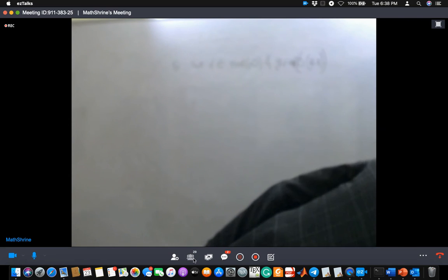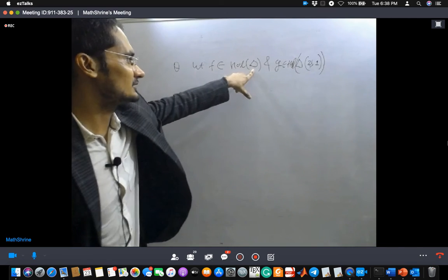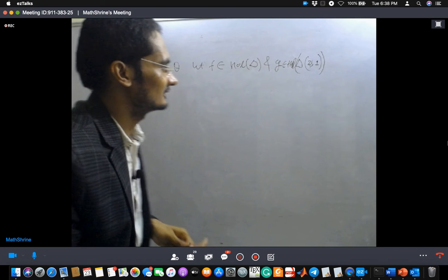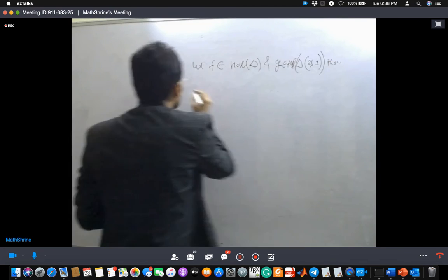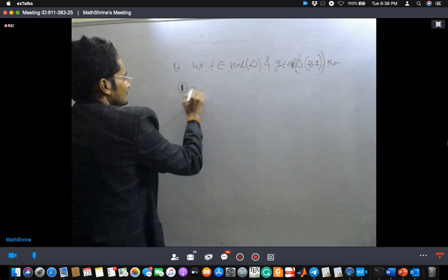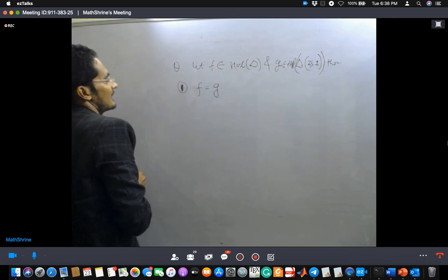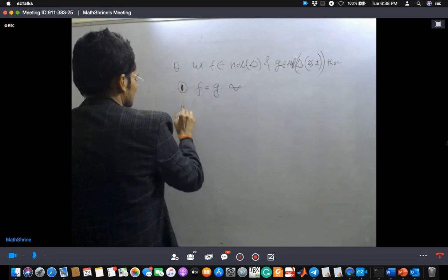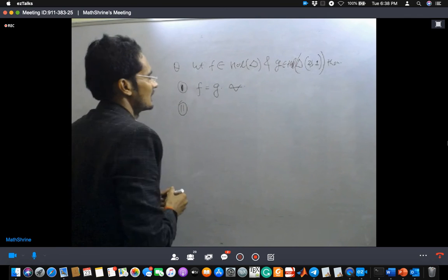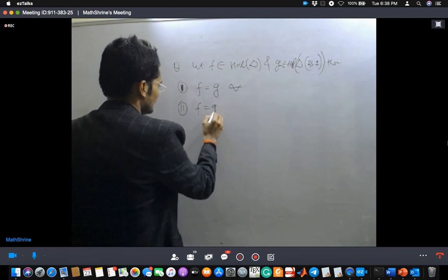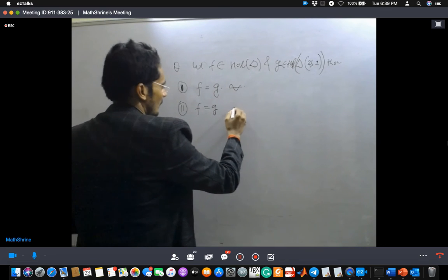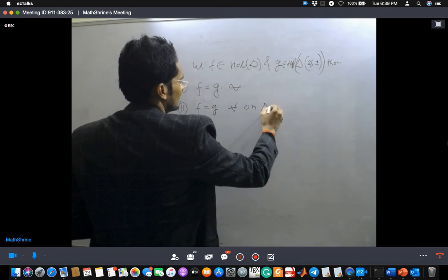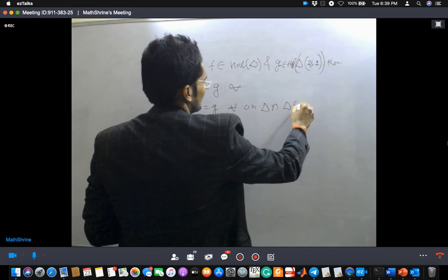Then, the first option: f is equal to g everywhere. The second is: f is equal to g everywhere on this intersection of the disk at 2i with radius 1. The third option is: f is equal to g everywhere on the union of the disk at 2i with radius 1.